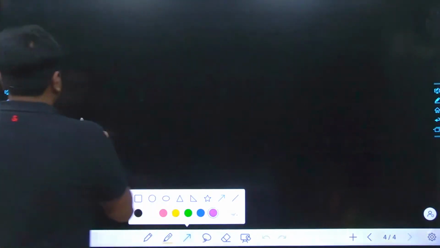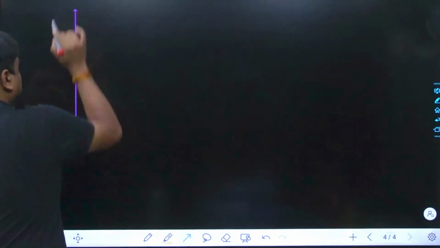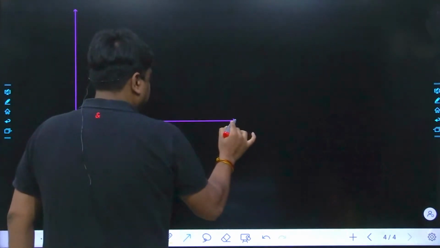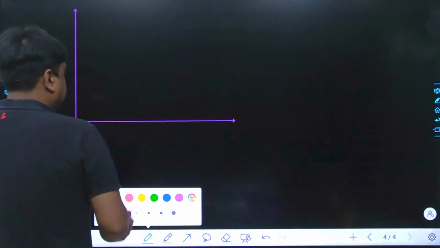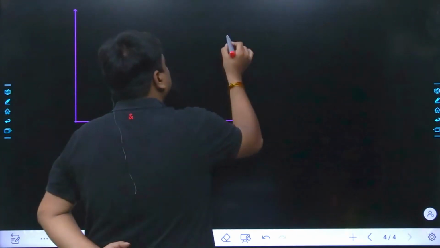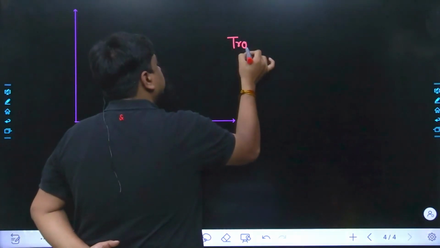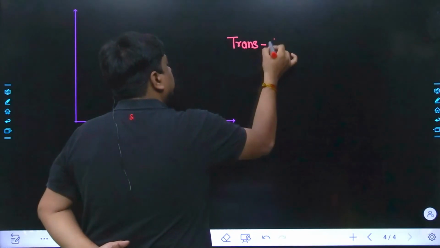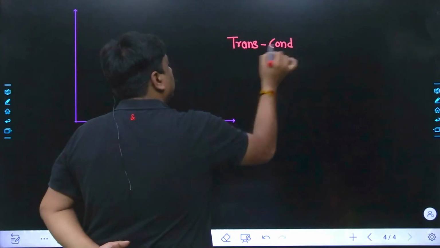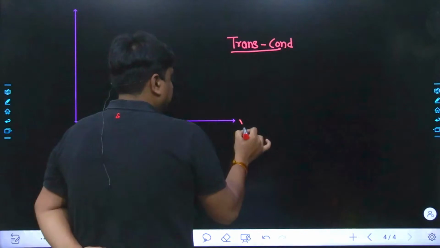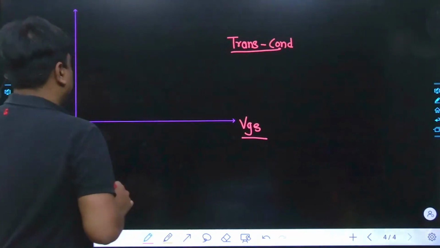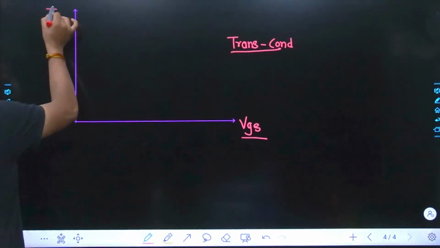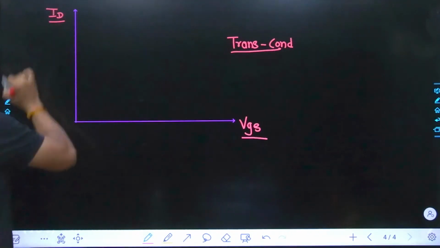Now let me talk about the GM a bit. For that, I have taken the transconductance curve. This curve I would call the transconductance curve, because in one frame I have taken the voltage difference between gate and source, whereas in the other I have taken the drain current ID.